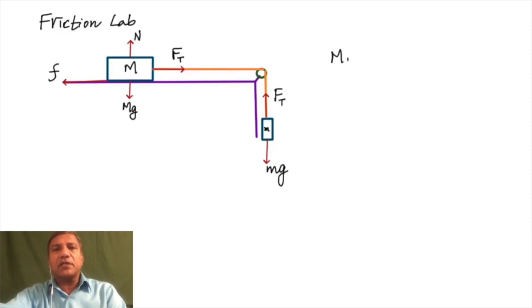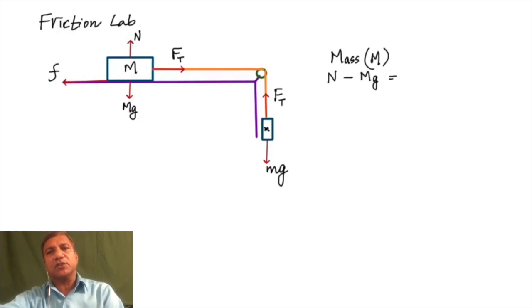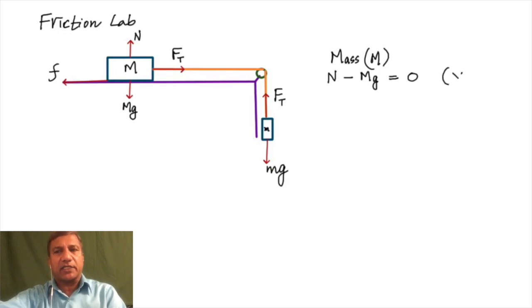When you write the equation for the bigger mass first, along the y-axis, N is positive, Mg is negative. So N minus Mg is equal to 0. Why 0? Because there is no acceleration along the y-axis. Okay? So once you get that, you're able to make N the subject by taking Mg to the other side, so it becomes N is equal to Mg.